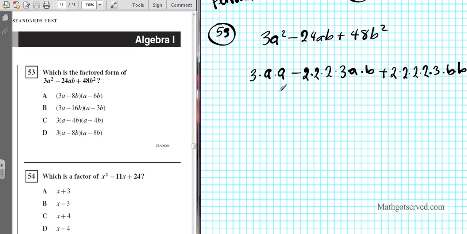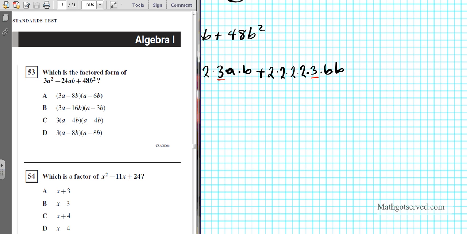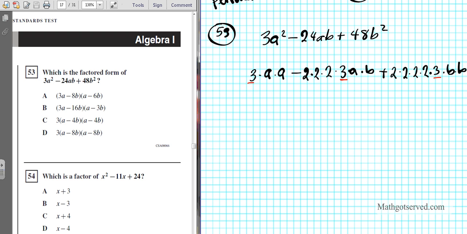terms? What is common? I notice this has a 3, this has a 3, this has a 3. So guess what? I can factor out a 3 from all three terms, all right? So let's go ahead and do that.